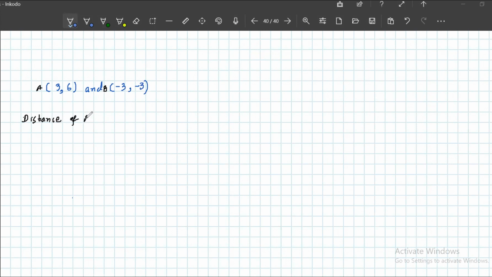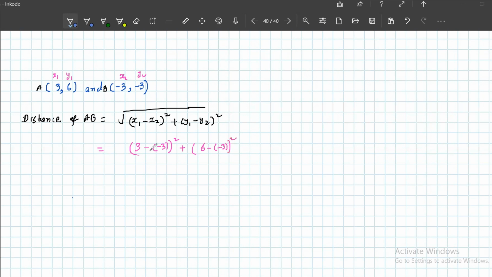Distance of AB, I will use this formula, (x1 minus x2) whole squared plus (y1 minus y2) whole square. So remember that I will consider this one x1, y1 coordinates, okay? And for B, I will say that this is x2, y2. Fine. So when you apply the distance formula, we can straight away find the distance between two points without plotting. Means x1 is 3, 3 minus x2 is minus 3, so minus 3 whole squared plus y1 is 6 minus bracket open because y2 is also minus 3, so whole square.